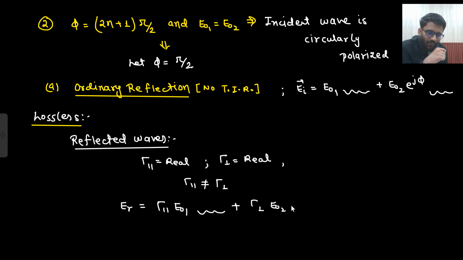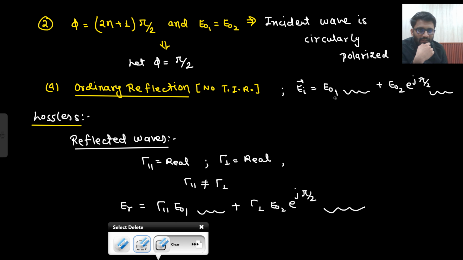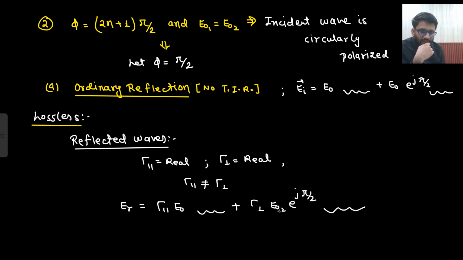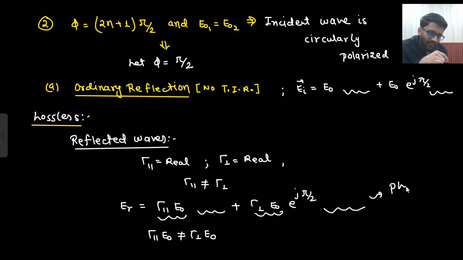Gamma perpendicular E naught 2, the phase is pi by 2. Here I can write phase is pi by 2, and the rest of the things I don't care. Here E naught 1 and E naught 2 were equal. But now, gamma parallel E naught is not equal to gamma perpendicular E naught. That means phase is not disturbed. Here phase is not disturbed. Phase same.